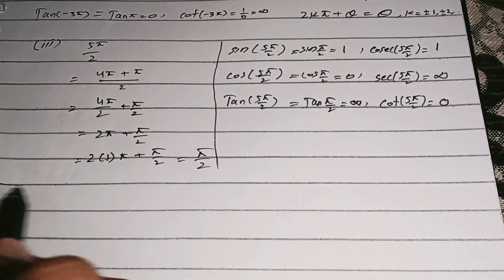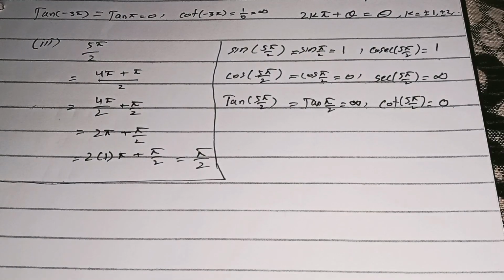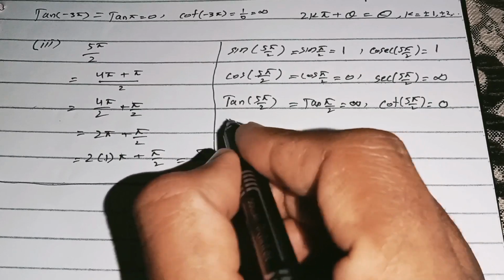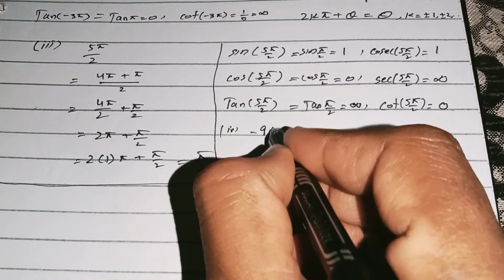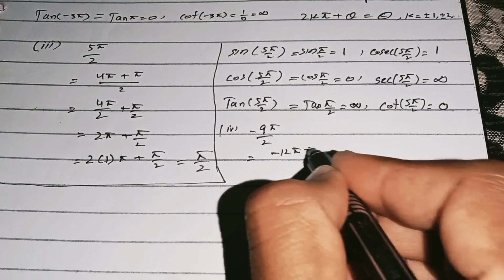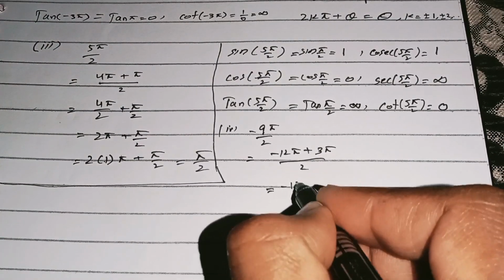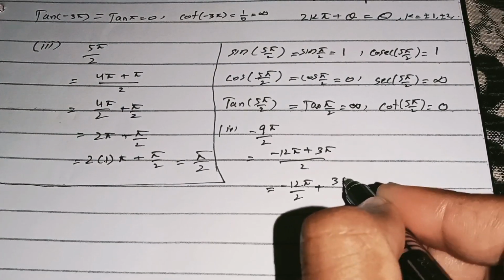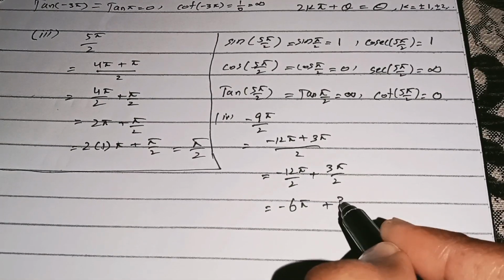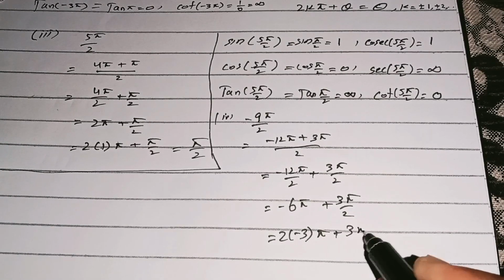Now we change only the trigonometric function into the coterminal angle, and values can be simply written in the form of trigonometric functions. The fourth part is minus 9 pi by 2. It can be written as minus 12 pi plus 3 pi over 2. We can write it as minus 12 pi over 2 plus 3 pi over 2. Minus 6 pi plus 3 pi over 2, 2 into minus 3 pi plus 3 pi over 2.